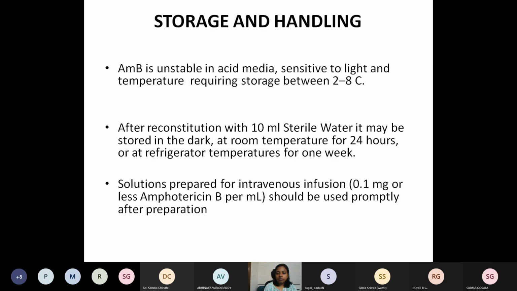So it is unstable in acid media, sensitive to light, and requires storage between 2 to 8 degrees Celsius. After the initial reconstitution, it may be stored in the dark at room temperature for about a day or in a refrigerator for about a week. But once you completely dilute it, that is, once you get a solution of 0.1 milligram per ml, it should be used promptly and you cannot store it. Otherwise, you'll have to discard it.